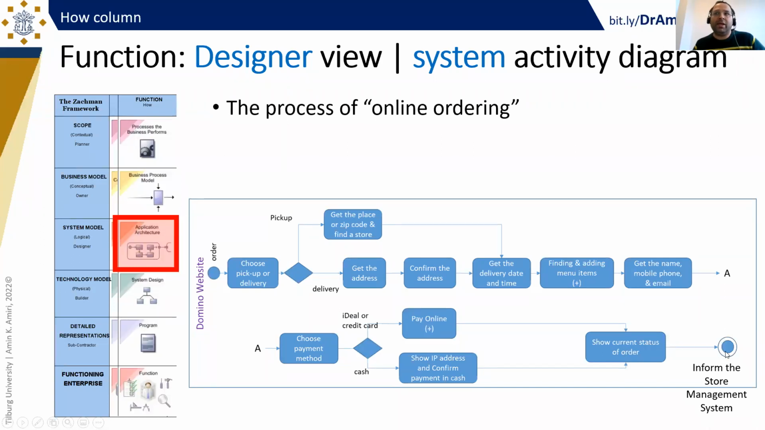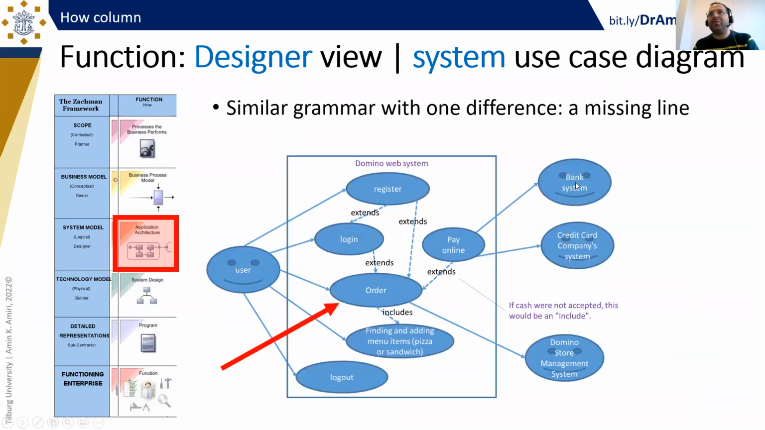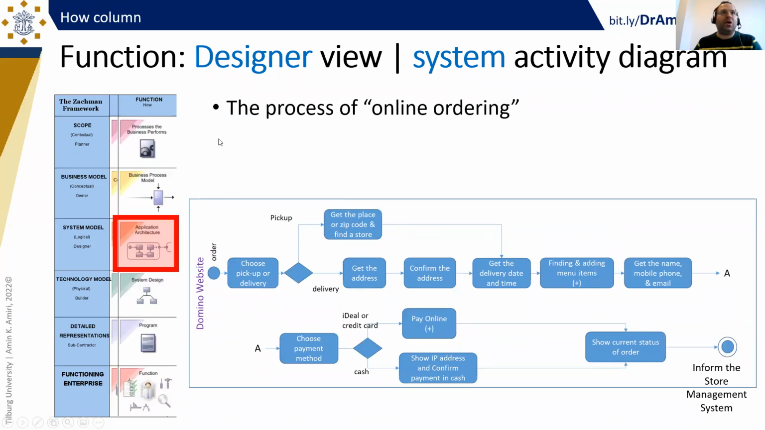After everything is done, this Domino website will inform the store management system. It sends a message to the store management system because the number of pizzas and everything else should be updated. We just lost several pizzas, for example, in our storage. So the important thing is that I have pay online, and the banking system and credit card system are connected here. That means in the activity diagram, you also need to have the bank system and credit card company. That means that there must be two other lanes here, banking and credit card.